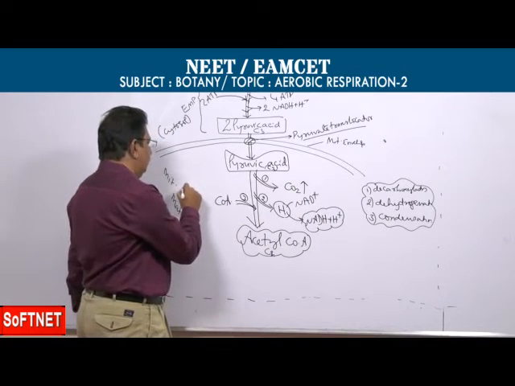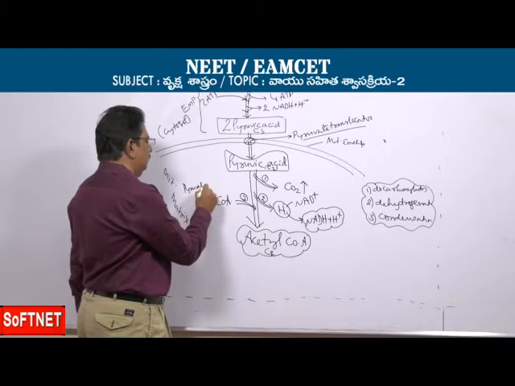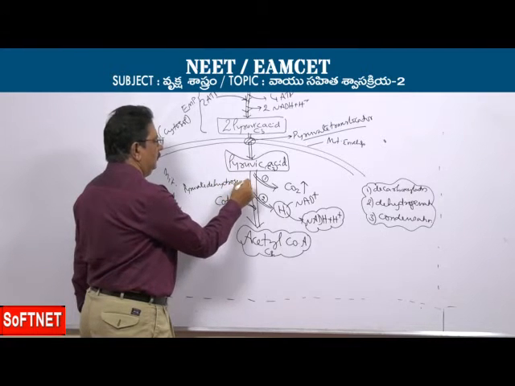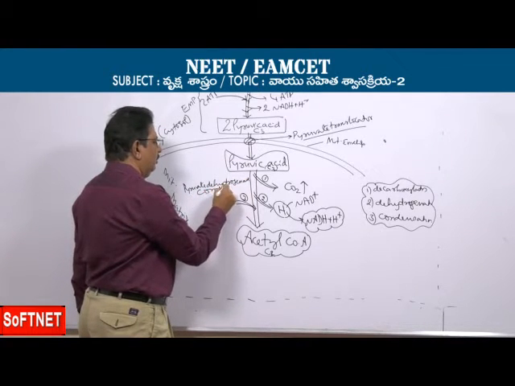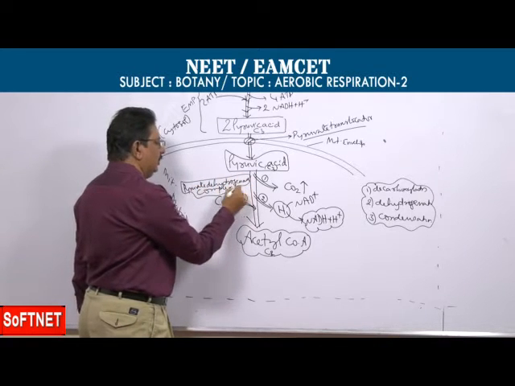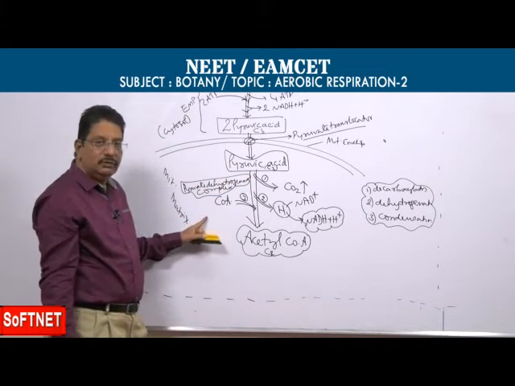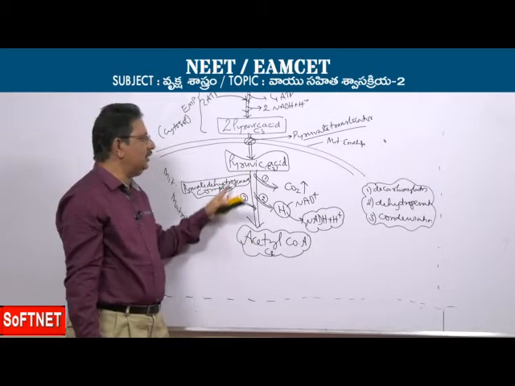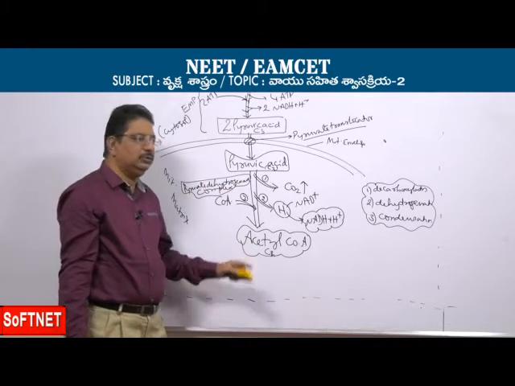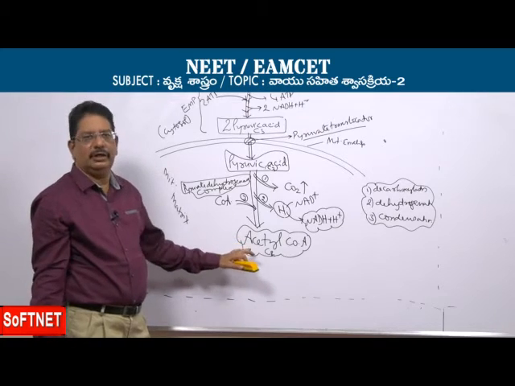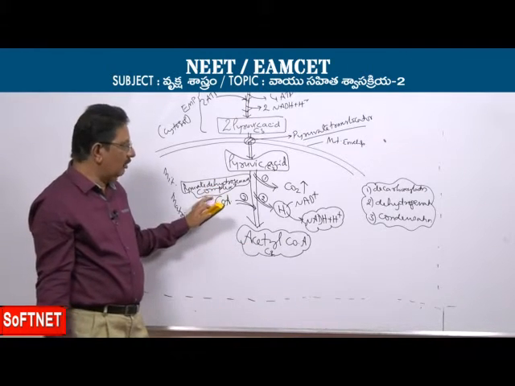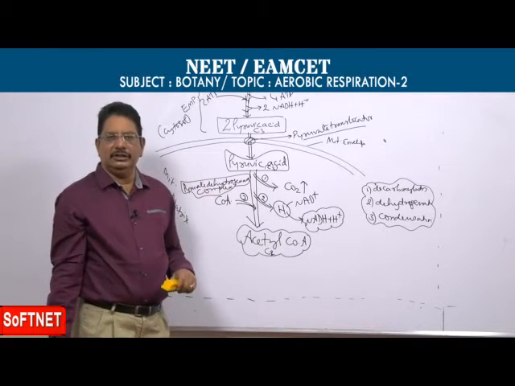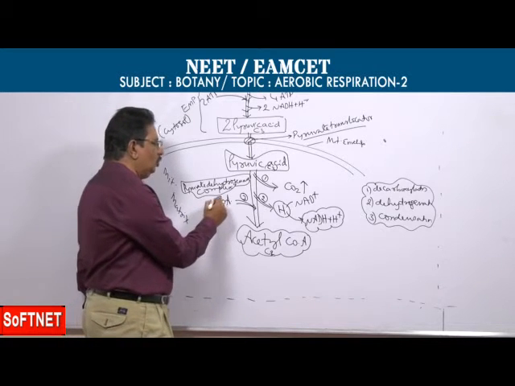that is called pyruvate dehydrogenase complex. So, pyruvate dehydrogenase complex is the enzyme which involves the oxidative decarboxylation and a condensation of pyruvic acid into acetyl coenzyme A. And pyruvate dehydrogenase complex is a conjugated enzyme and comprises 3 different enzymes and requires some cofactors.